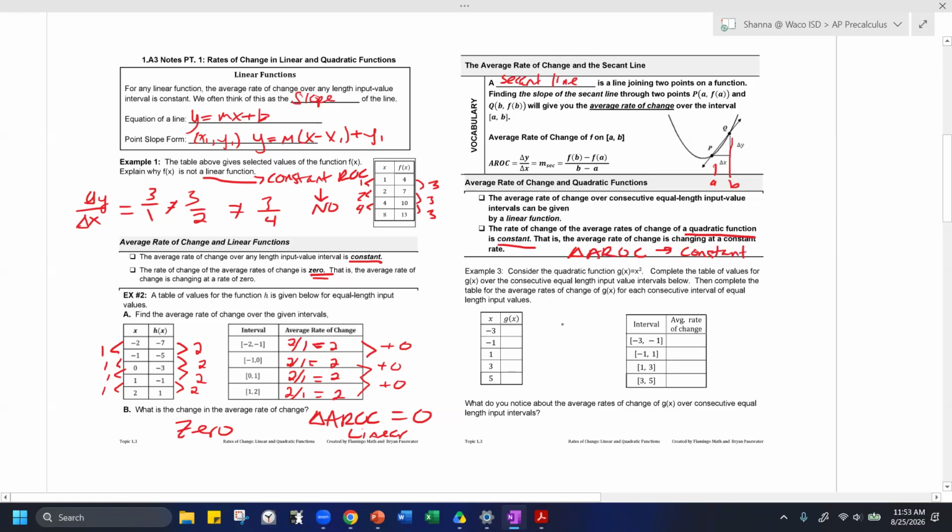So let's look at example number 3. We're looking at the quadratic parent function g of x equals x squared, okay? So we're going to fill in the table with that function. Remember, this is x squared, so the values are being squared. So -3 squared is 9. -1 squared is 1. 1 squared is 1. 3 squared is 9. 5 squared is 25. Okay. Now we're going to find the average rate of change over this interval.